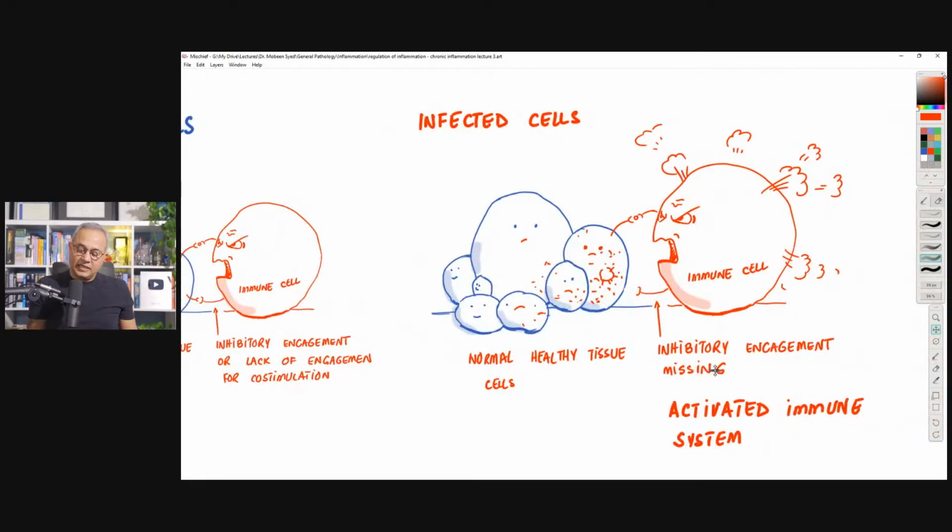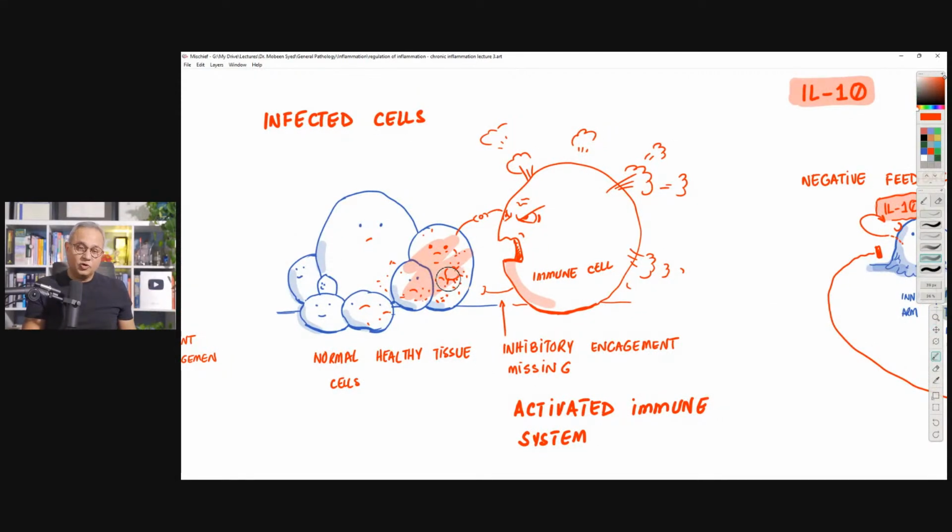On the other hand, if the same healthy tissue became unhealthy because it is now infected, let's use infection as an example. There can be many other factors, but let's say infection. Now, as the immune cell comes in and connects with this now unhealthy tissue, the unhealthy tissue does not put brakes. It does not cause the molecules in the immune cell to become triggered to stop the immune cell. The result is that the immune cell continues to become active and inflammation starts.